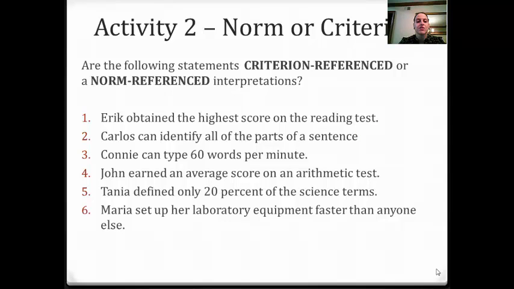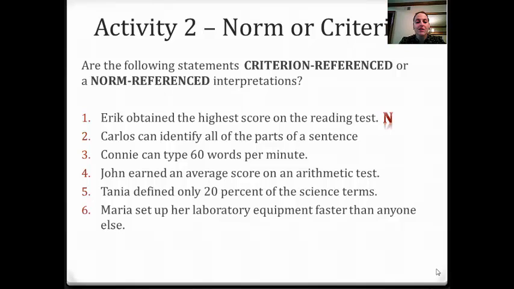Okay, let's do this again. So, Eric obtained the highest score on the reading test. I had explained it as criterion. So the highest score, when we're talking about the highest score, we're usually comparing ourselves to other people, right? And so if Eric can obtain the highest score, then Marcy obtained the second highest score, right? So it's in the way that you're interpreting the test, it's norm referenced.